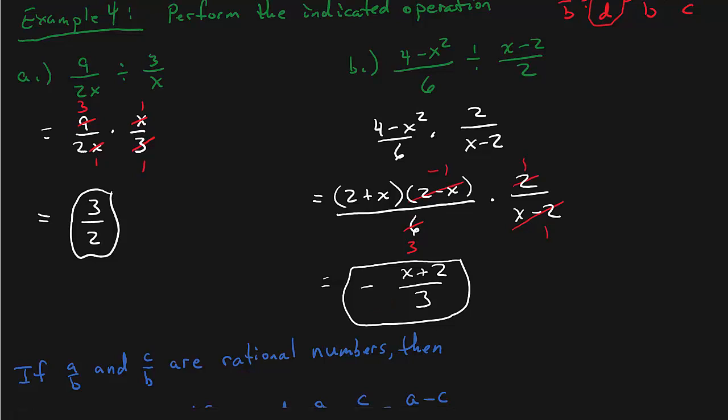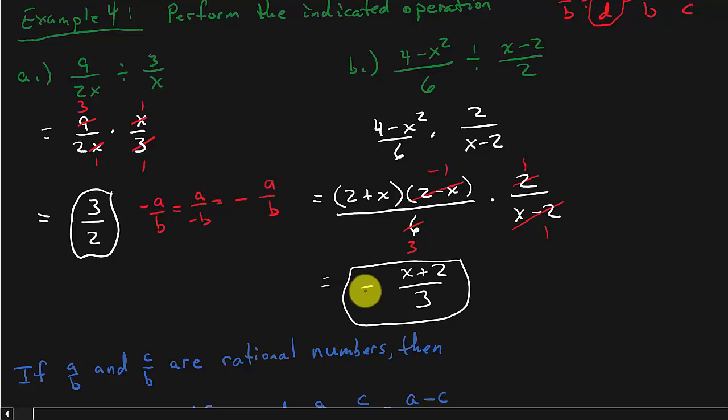Just remember this. Negative a over b is the same thing as a over negative b, which is negative a over b. It doesn't matter where you put the negative sign. If you wanted to put the negative up here in the numerator and distribute, this would be the same thing. Both of those are the same.